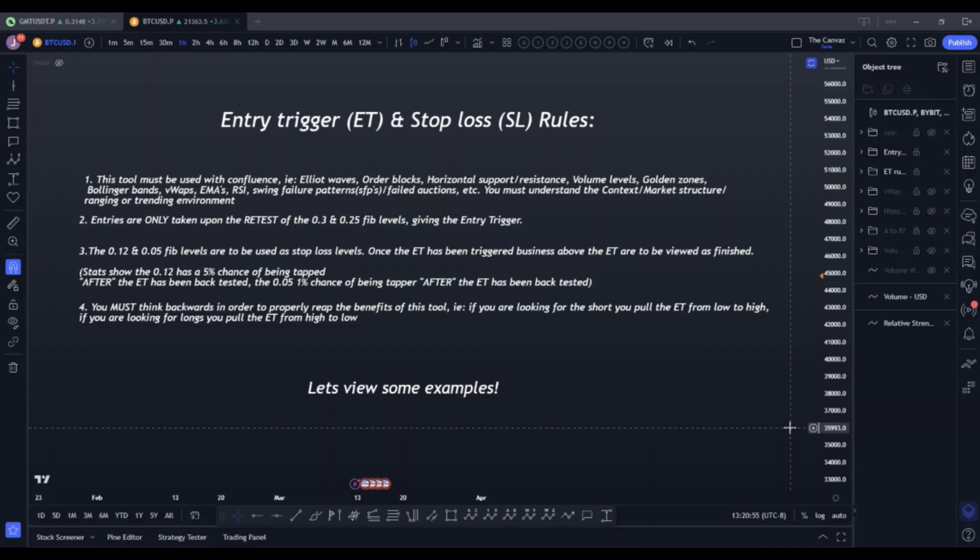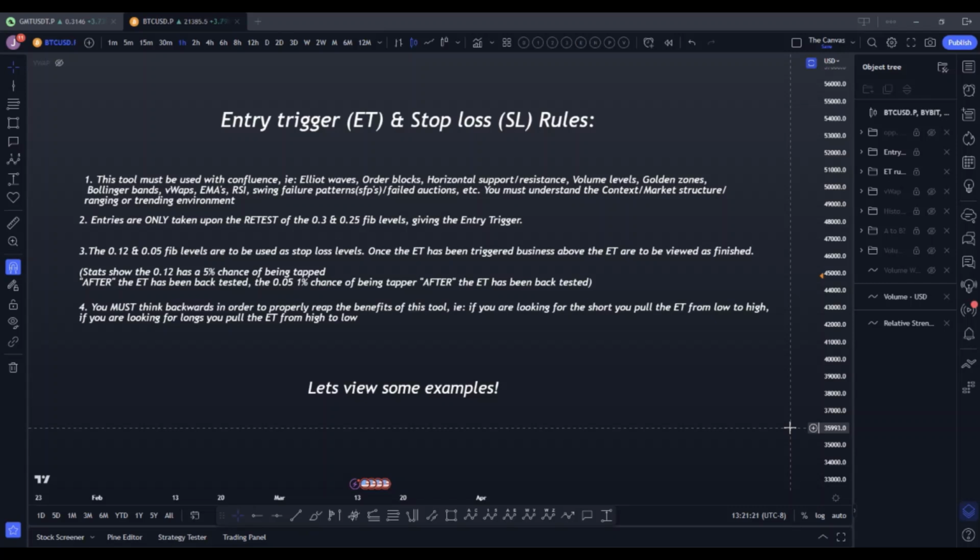Okay, so stats show that the 0.12 has a 5% chance of being tapped, only after the entry trigger has been back tested. Now, the 0.05 has a 1% chance of being tapped, again, after the entry trigger has been back tested. That's a key point there. Only after the entry trigger has been back tested.